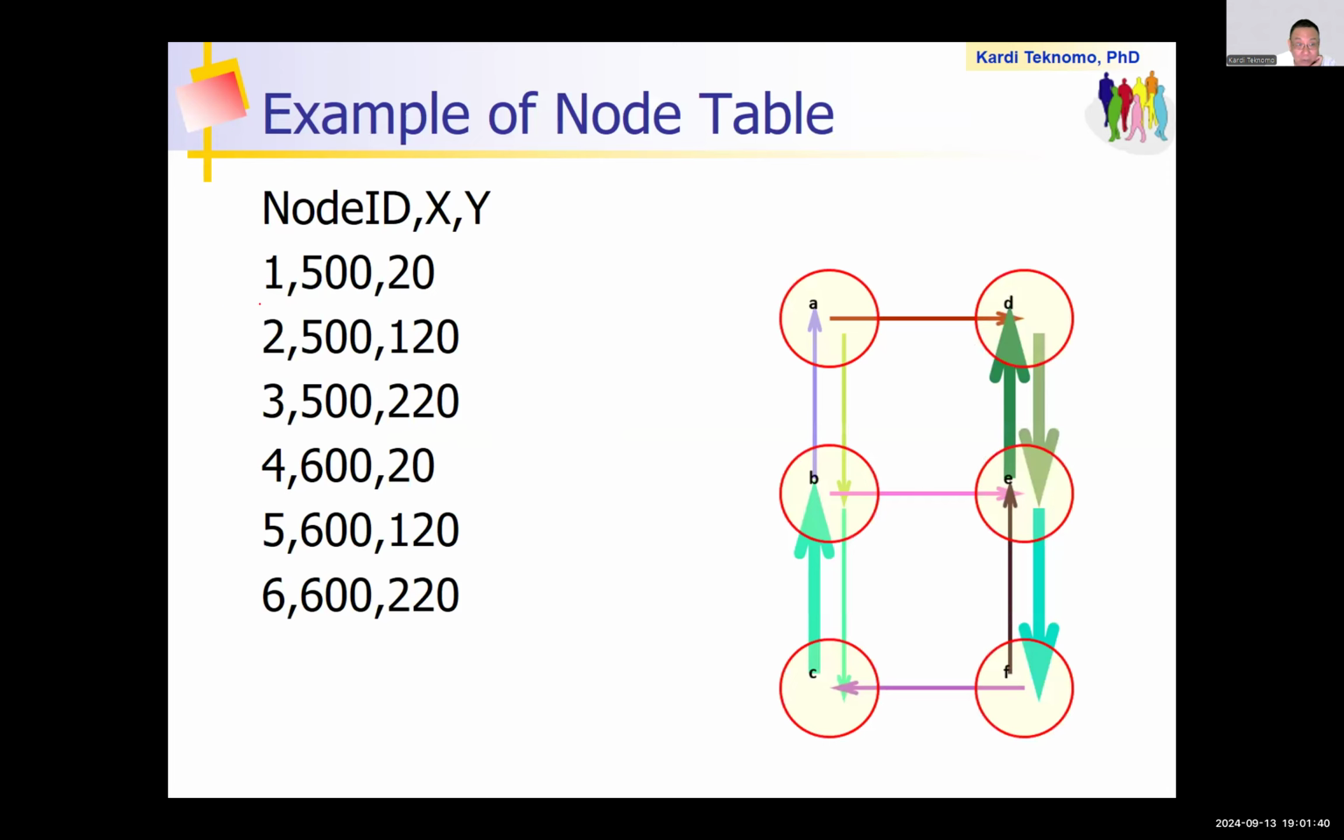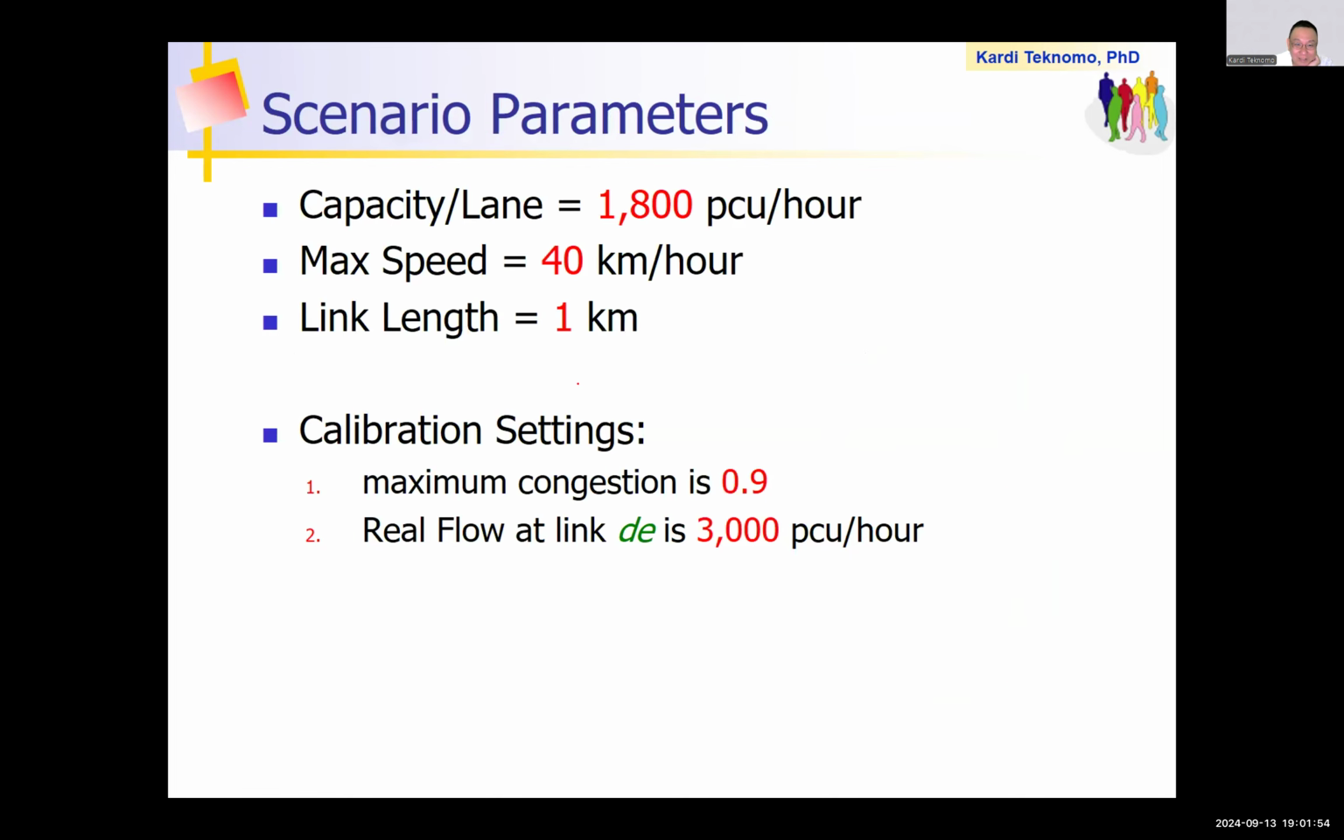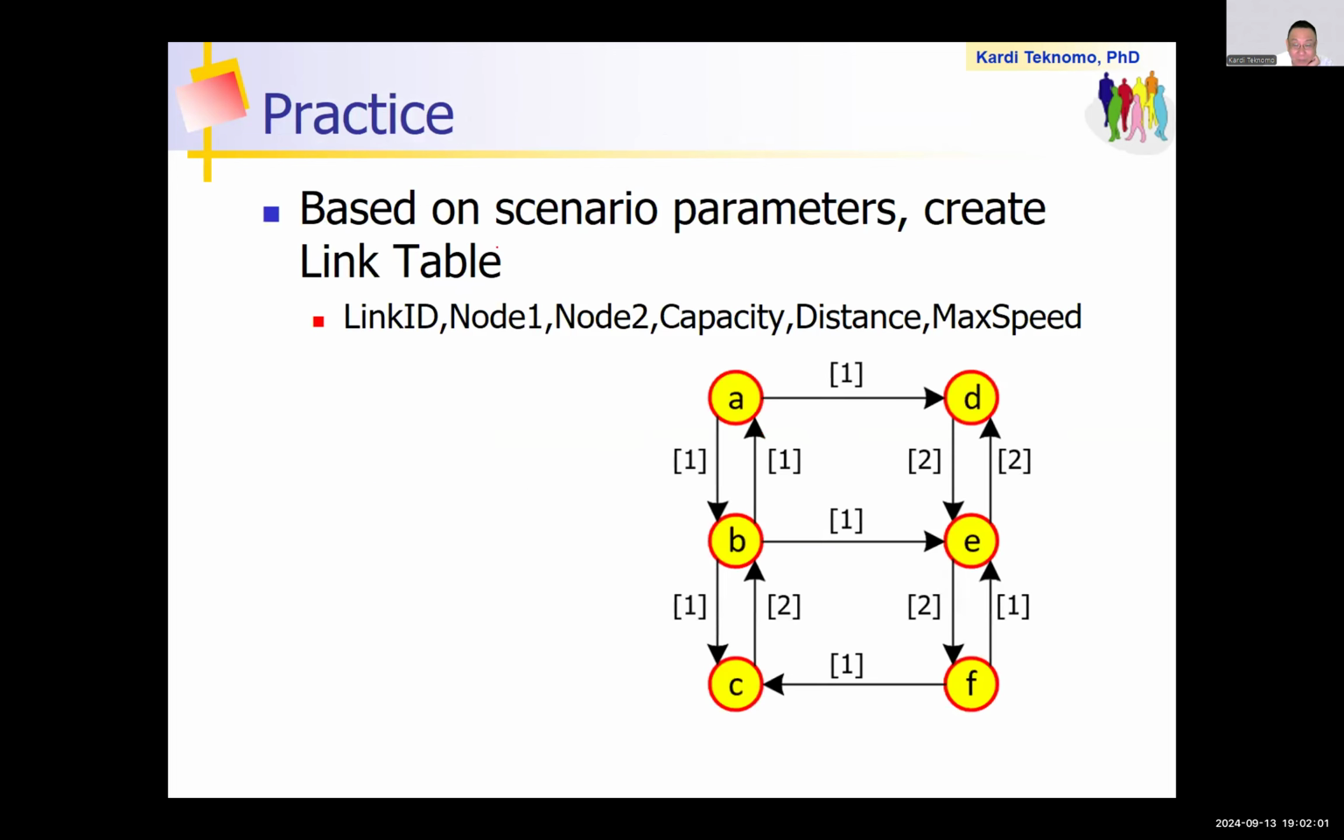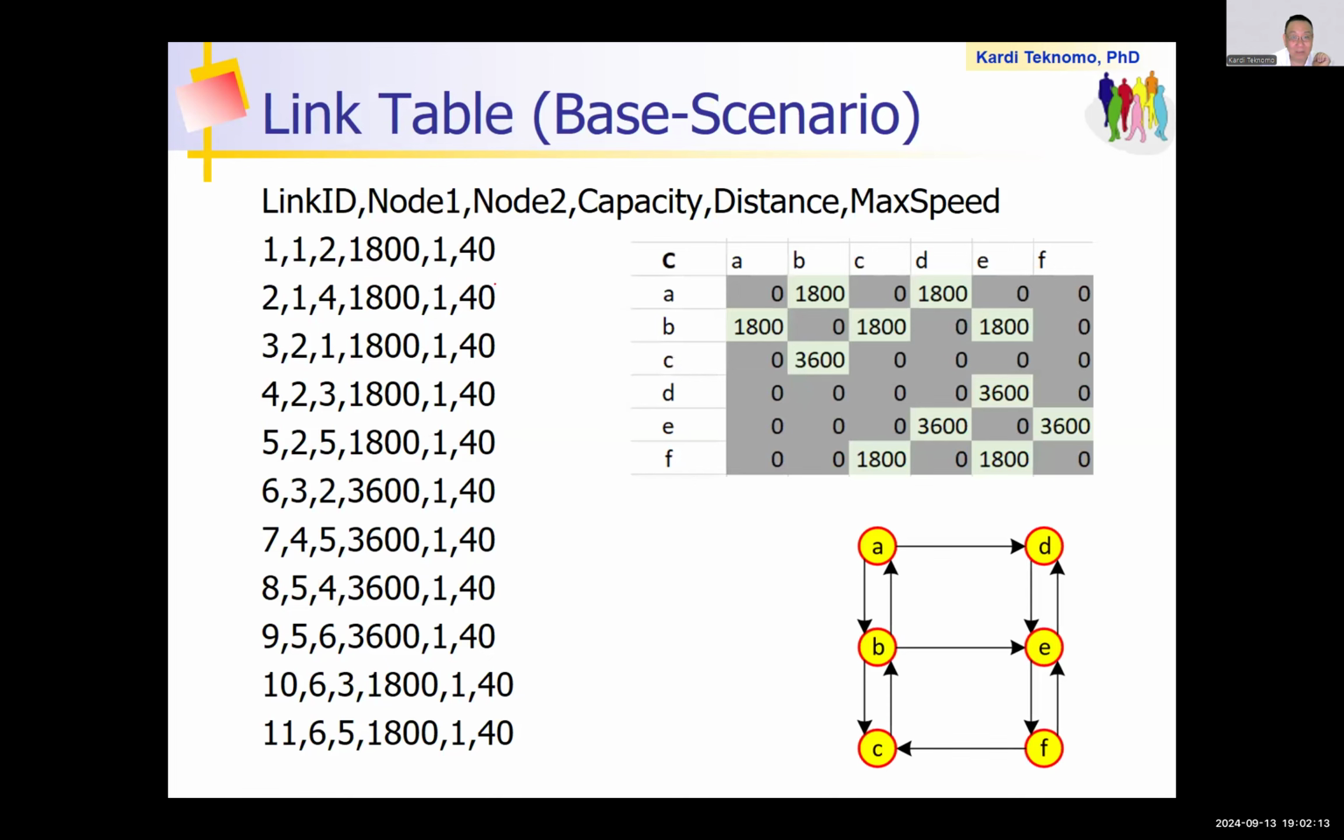I can put, say, node ID 1, 2, 3, 4, 5, and then these are the values that I put. You can set any numbers as long as it is similar to the drawing. And then you can set the link table. The link table consists of link ID, node 1, node 2, capacity, distance, and maximum speed. In this case, you can set it directly.